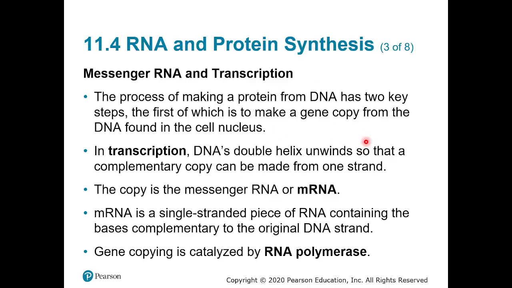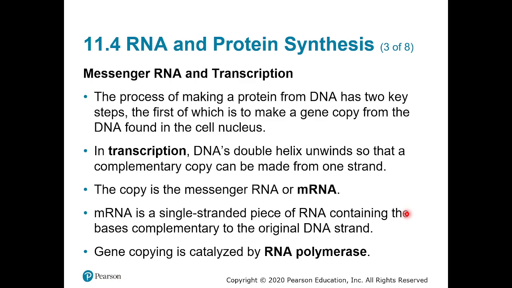Yeah. And again, this is going to make a complementary copy of that DNA from RNA. Okay? And it's going to make it from one of the strands. The copy is actually referred to as mRNA or messenger RNA. The mRNA is going to be a single-stranded piece of RNA. It'll contain the bases that would be complementary to our original DNA strand, so the one that would match up. Now, do remember that this has U, so if we had an A on the DNA, in the RNA it's going to be the U.